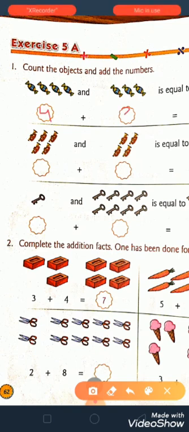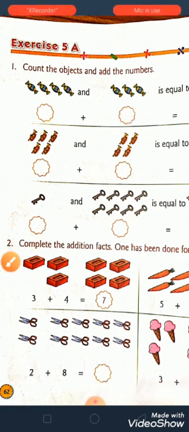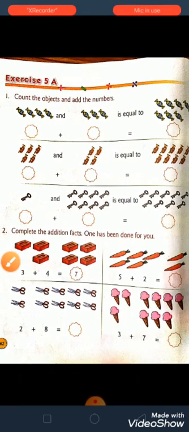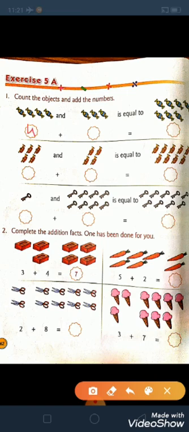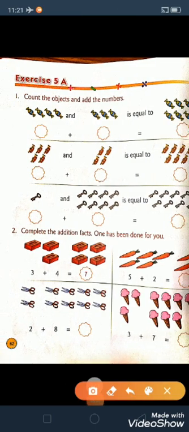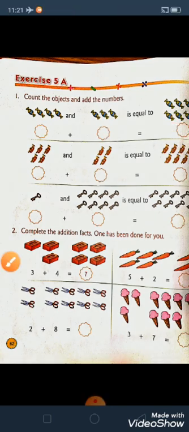4 plus 3. You write it with your pencil. 4 plus 3 is equal to what? 7. Okay, 4 plus 3 is equal to 7.